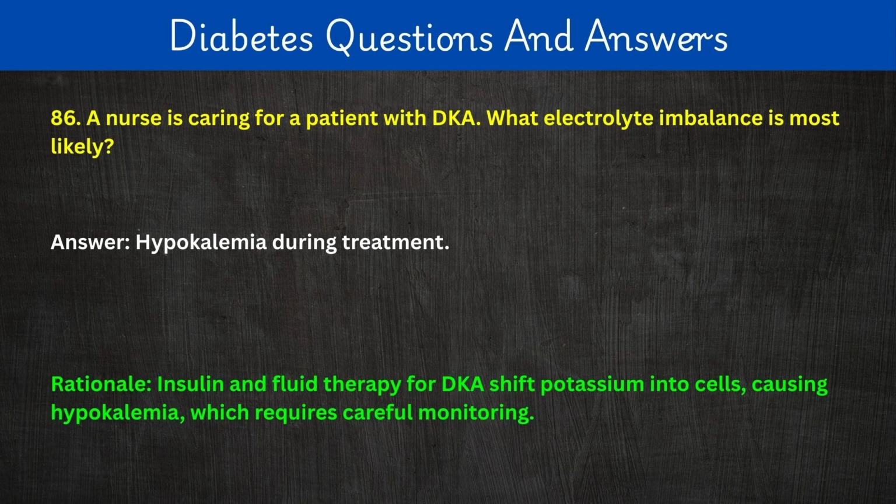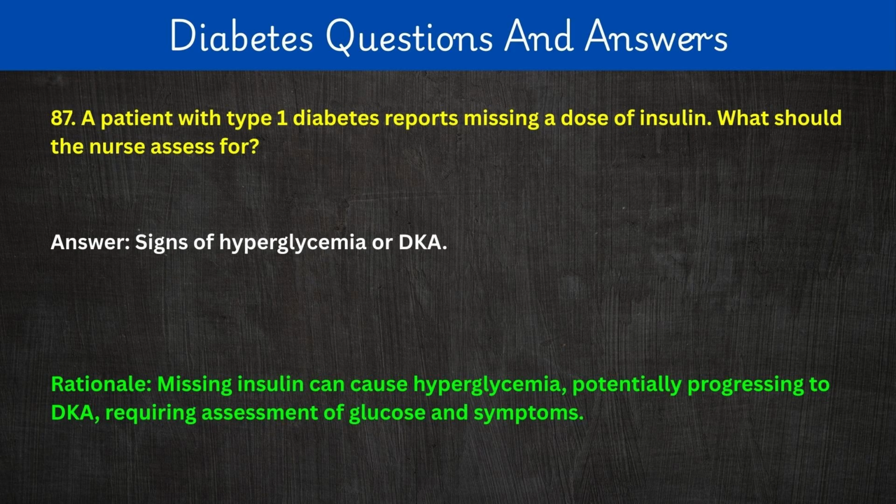Answer: hypokalemia during treatment. Rationale: insulin and fluid therapy for DKA shift potassium into cells, causing hypokalemia, which requires careful monitoring. 87. A patient with type 1 diabetes reports missing a dose of insulin. What should the nurse assess for?